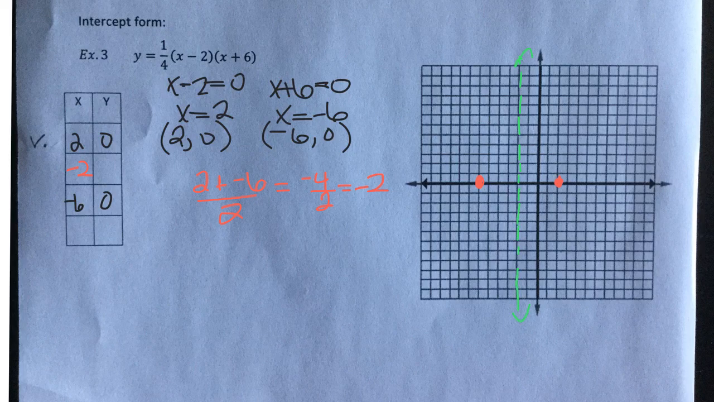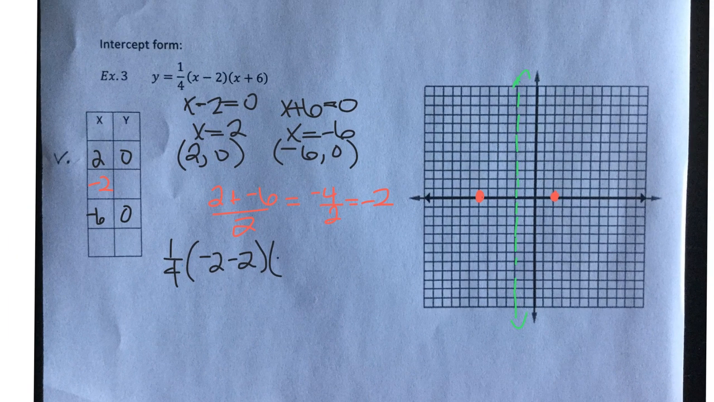But that only gives us the x value, so we have to plug it back in to find the y value. So we're going to plug it into the equation. 1/4 times -2 minus 2. I'm plugging in -2 for x. And -2 plus 6. So I get 1/4 times -4 times 4.